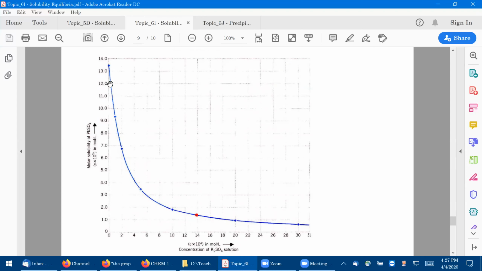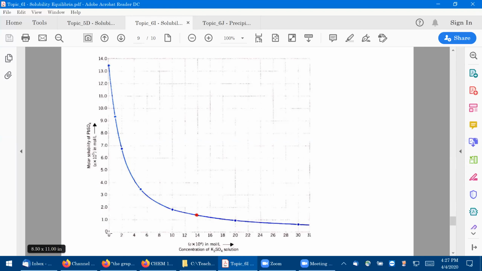What is represented here by this curve right here is the relationship between lead ions and sulfate ions in solution. The ordinate is the molar solubility of lead sulfate in terms of moles per liter, and they're times 10 to the minus 5 as a multiplier. The abscissa corresponds to the concentration of a potassium sulfate solution. All this means is that the sulfate ions can be independently varied from the lead concentration that comes from the lead sulfate.